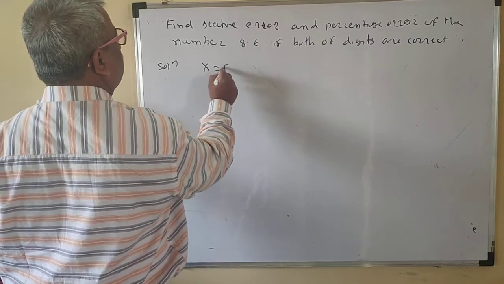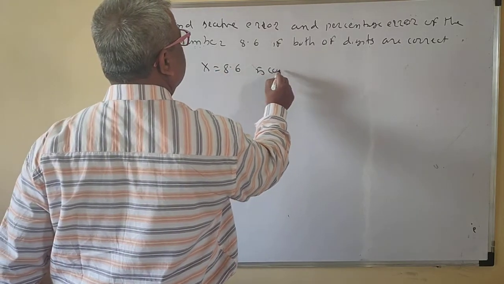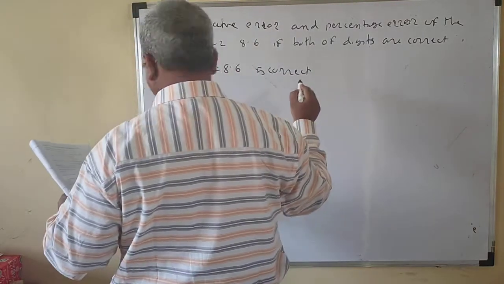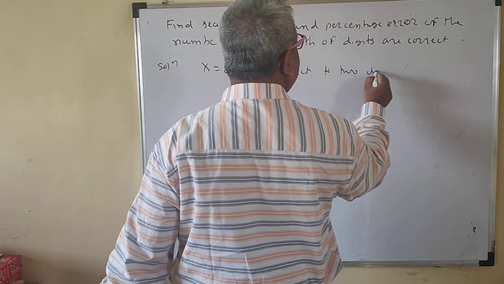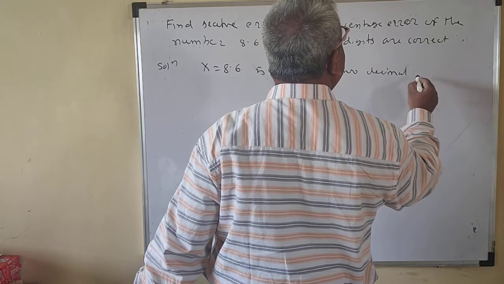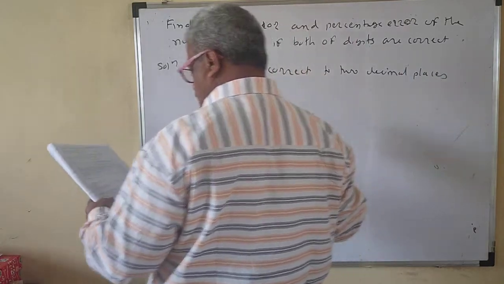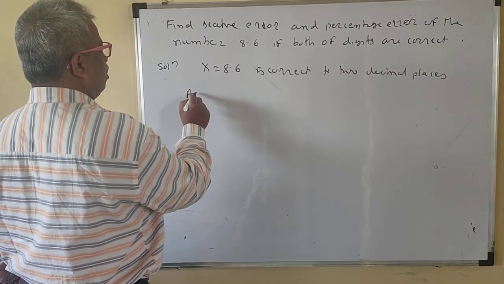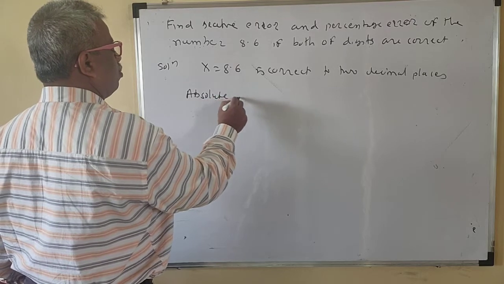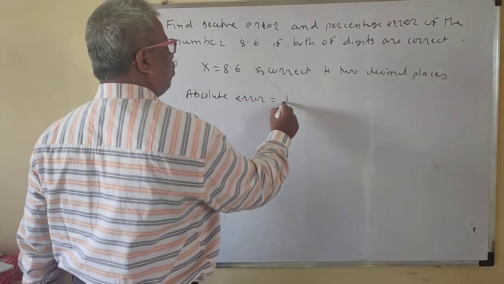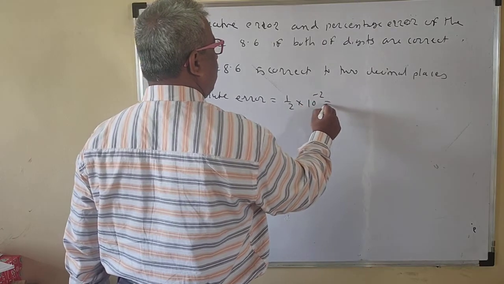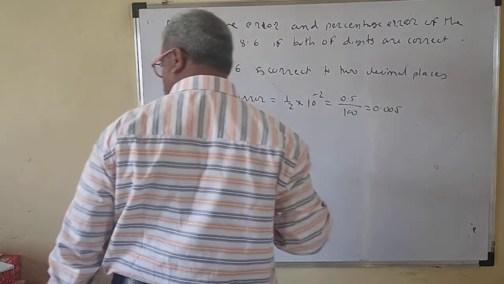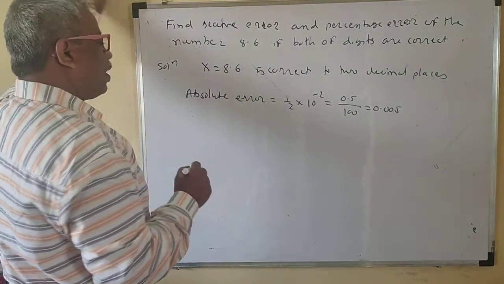x is equal to 8.6 is correct to two decimal places. Then the absolute error is equal to 1/2 into 10 raised to minus 2. So this is 0.5 upon 100, 0.005. Okay. Relative error.